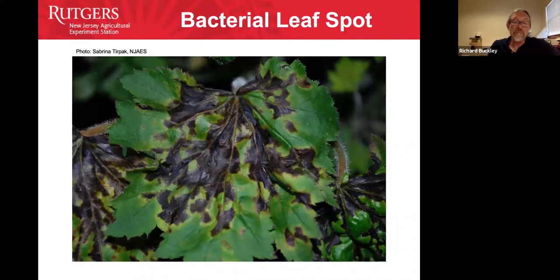So this is a heuchera, and you can see that it's wet and water soaked. Notice that there's a yellow halo instead of a distinct margin, right? You hold this up to the light and you can see that it's kind of translucent. The cell walls are breaking down. If you let it go, it will turn to slime, if the conditions are right. It continually gets worse, whereas fungi are going to be what they are. They're not generally going to get worse. So again, there's a distinct contrast here in a leaf spot.